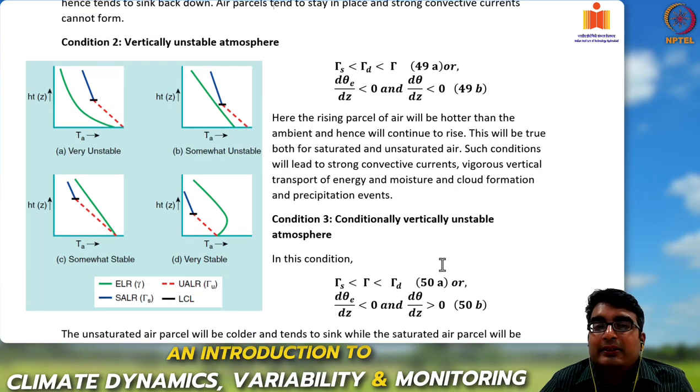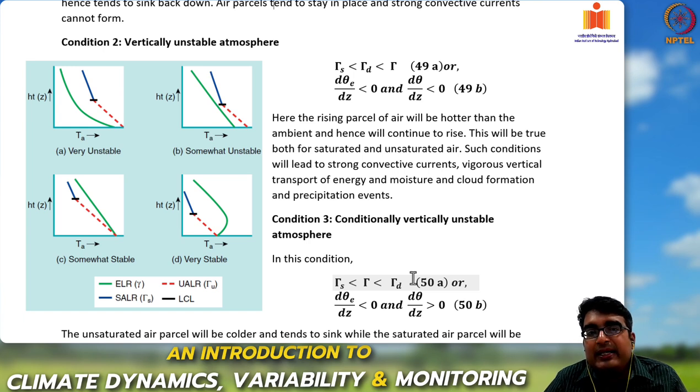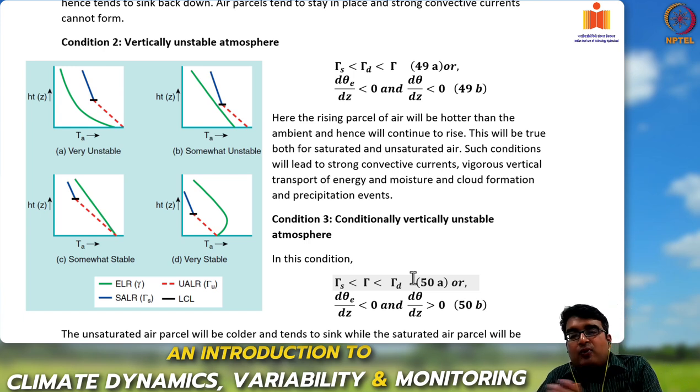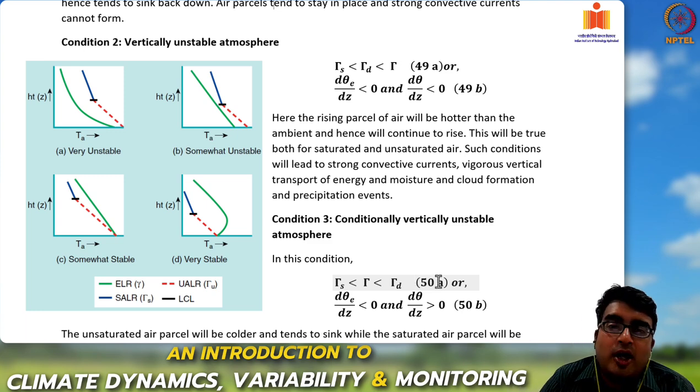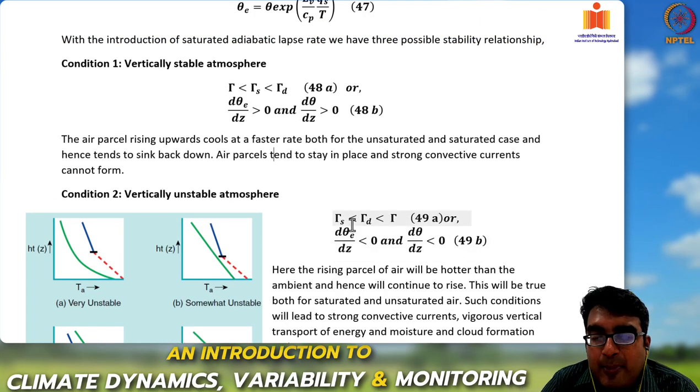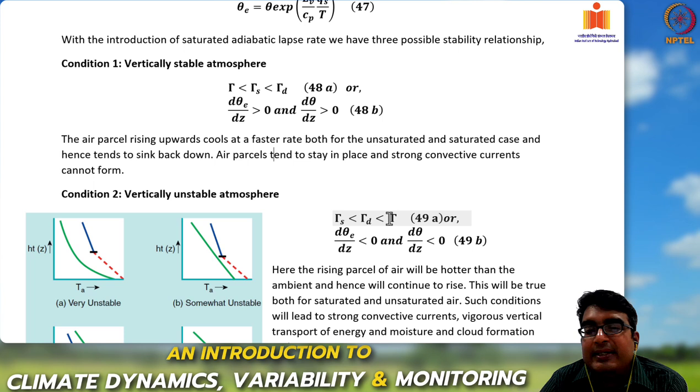Okay. The next condition is very interesting. It is a vertically unstable atmosphere under all conditions. So regardless of whether the air parcel is dry or wet, a rising air parcel will be hotter than the surrounding atmosphere and the buoyancy forces will tend to move it further upwards. Okay. So the condition is reversed here: gamma s less than gamma d less than gamma.